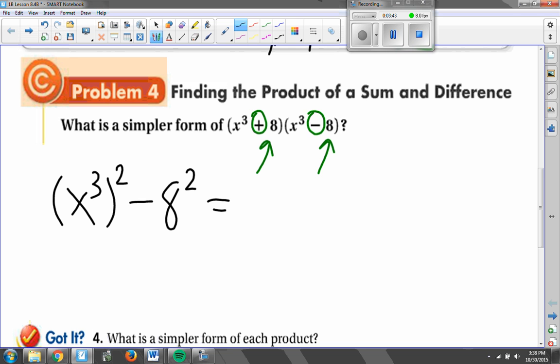X to the third squared, raising a power to another power means we multiply. That's x to the 6th. And 8 squared is 64. X to the 6th minus 64 is the simplified version of this problem up here. Okay? X to the 6th minus 64.